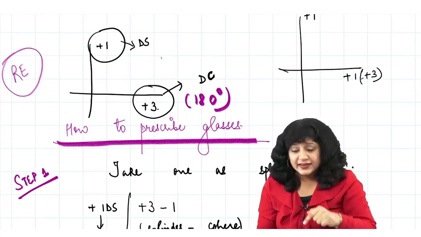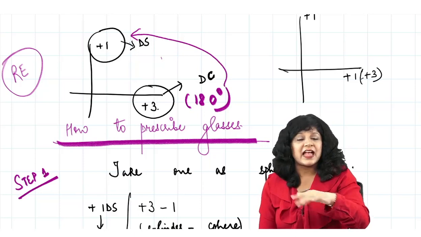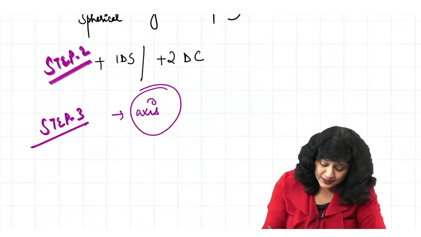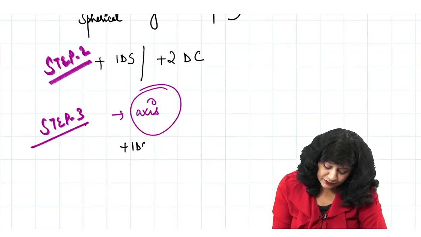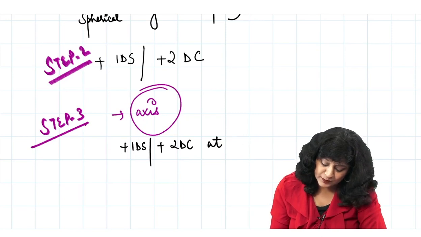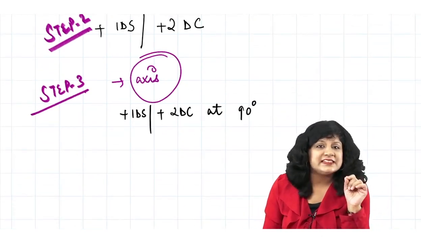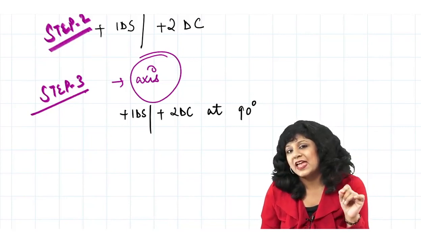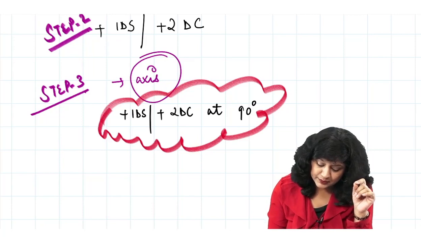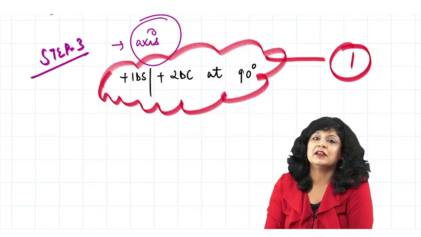So if I give at 180, it will act at 90. So I want it to act at 180, I will have to give it at 90. So that means my step number 3 will be that plus 1 diopter spherical with plus 2 diopter cylinder, and this has to be given at 90 degree. So when you give it at 90 degree, this will act at 180 degree. So one of the spectacle prescriptions this person can be given is this spectacle correction.